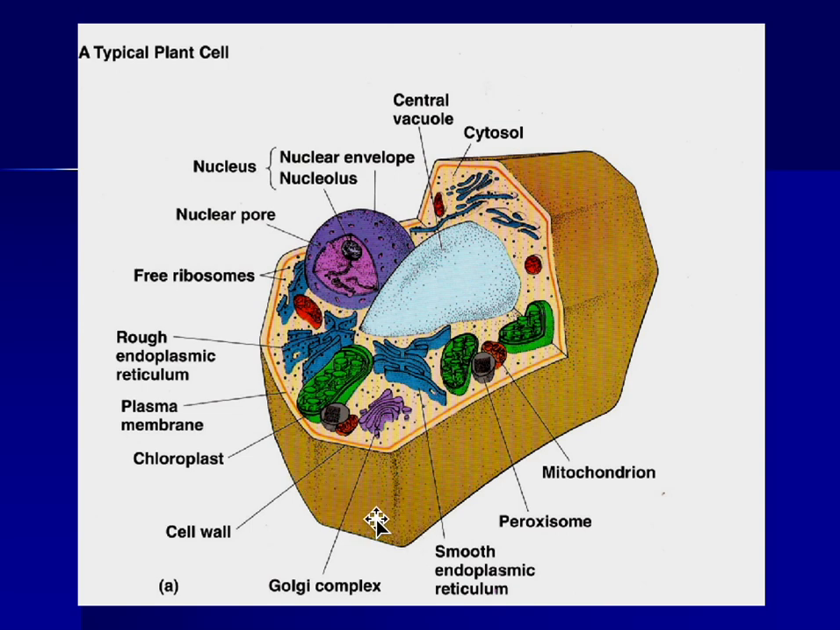The cell wall is very important for maintaining the shape of the plant cells, because plant cells don't have a skeleton or bones like us, so they need some extra mechanical strength to support the structure.